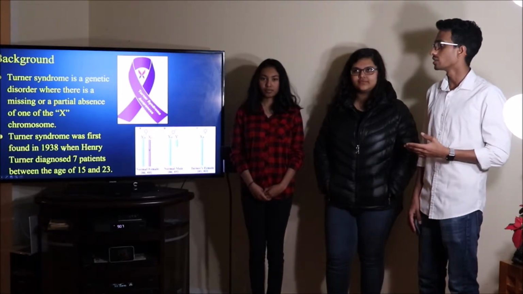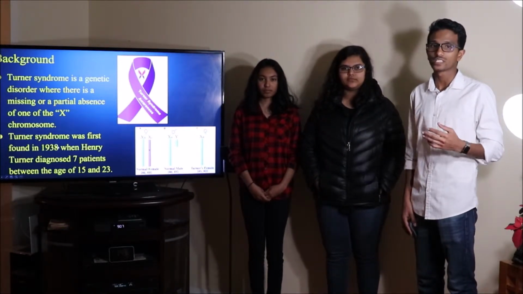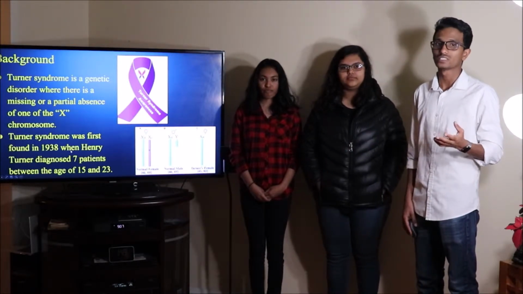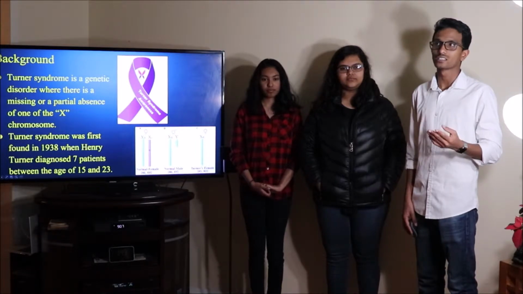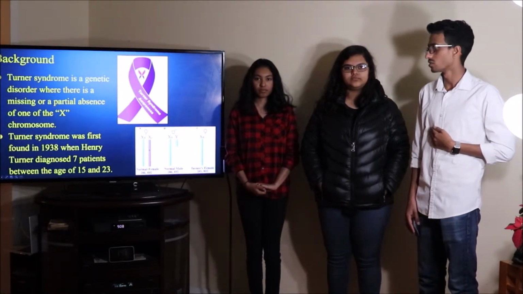Henry Turner, in 1983, diagnosed 7 patients with Turner syndrome between the ages of 15 and 25. He diagnosed them based on the clinical manifestation that they're usually shorter than healthy people, and that was one of the main clinical symptoms he used.